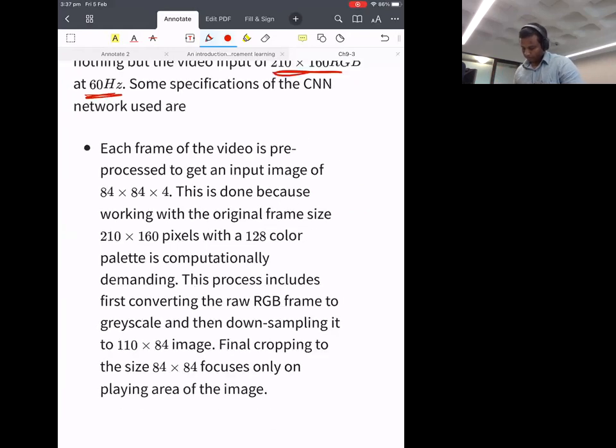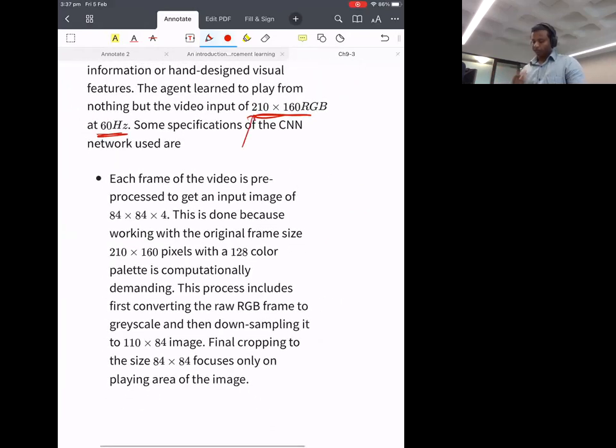What are the elements here? This is the video quality. Each frame is of this size with RGB. What they did in the construction of the convolutional neural network is that first they pre-processed this frame size to a frame size of this. How did they manage?